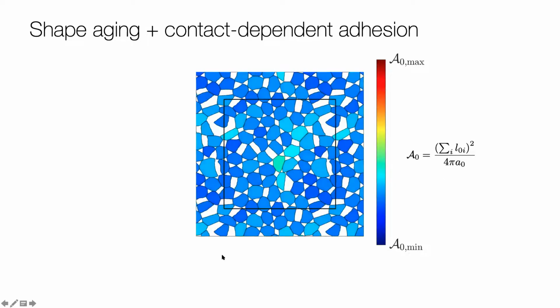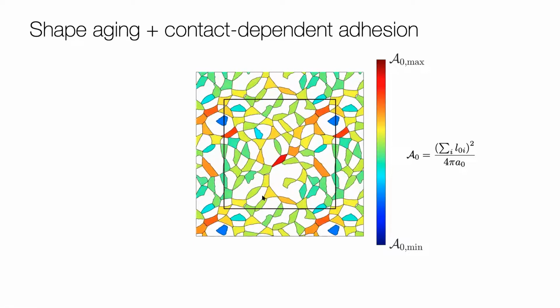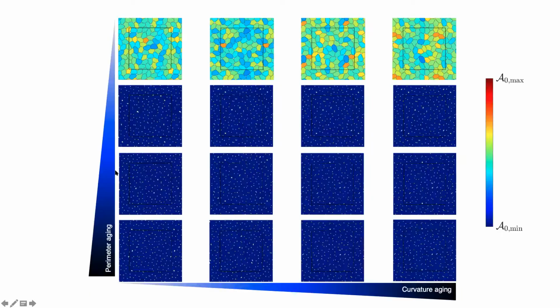And so if we add in cell shape aging and contact-dependent adhesion, we see that we make a much more homogeneous network. And so we can look at what happens if we vary the different parameters, like if we age the perimeter more or less, or if we age the curvature more or less, we can get different types of morphologies of networks. So up here, I'm not going to age the perimeter at all. So the fact that there are different colors just means that the shape parameters don't change during the simulation.